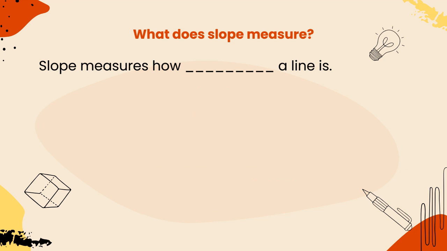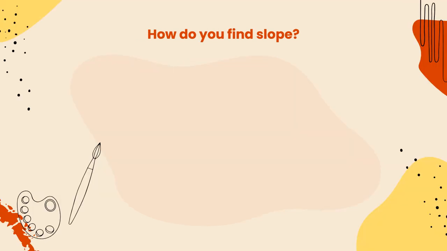So what does slope measure? Slope measures how steep a line is. So slope measures steepness. So how do you find slope? We have already talked about this. The way that we learned already is it is our vertical distance over our horizontal distance.